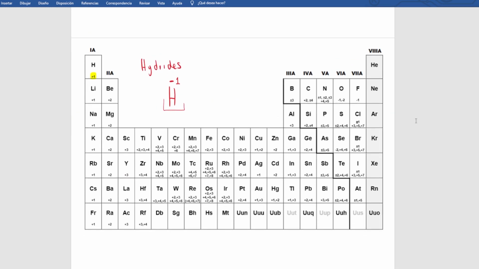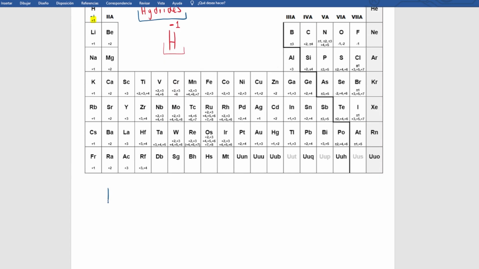First thing you have to know about metallic hydrides is that hydrogen, being part of the group 1, has an oxidation state of +1. However, in metallic hydrides, hydrogen behaves a little bit differently, because in this case, hydrogen will have an oxidation state of -1. Let's start with our reaction.